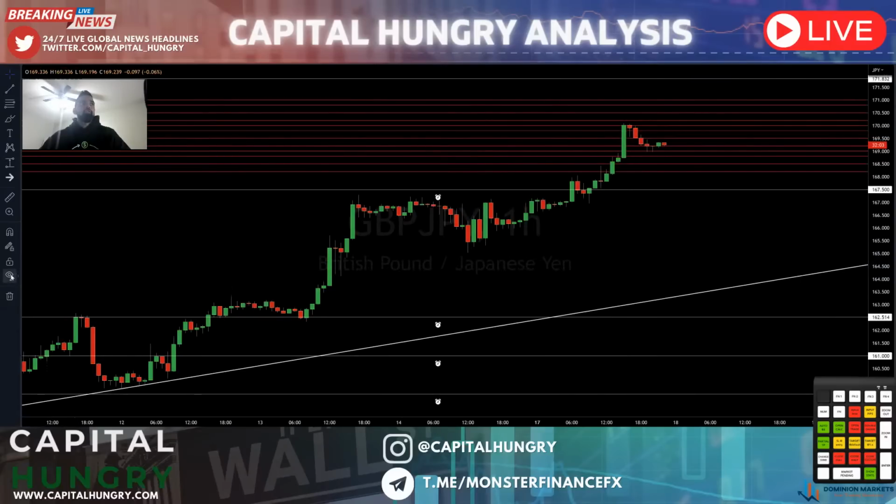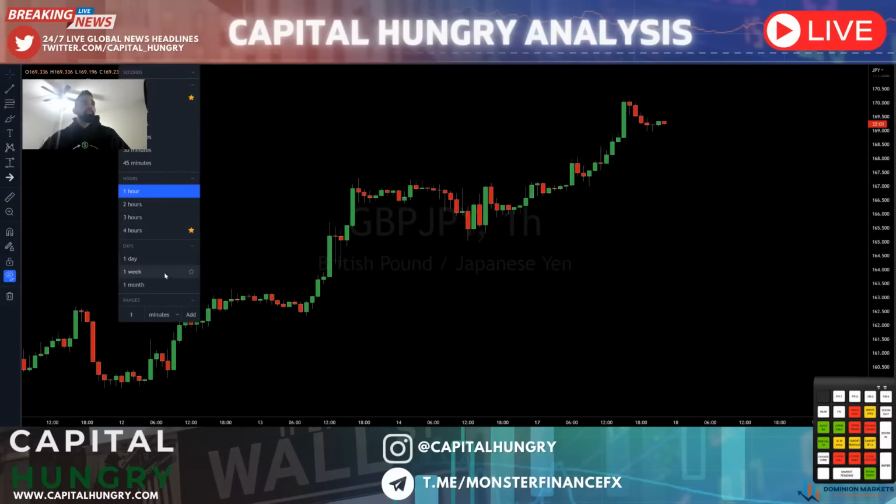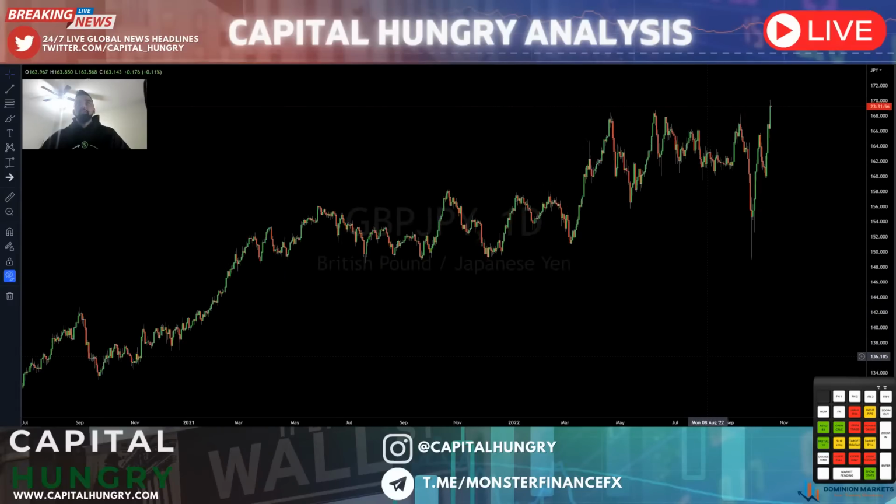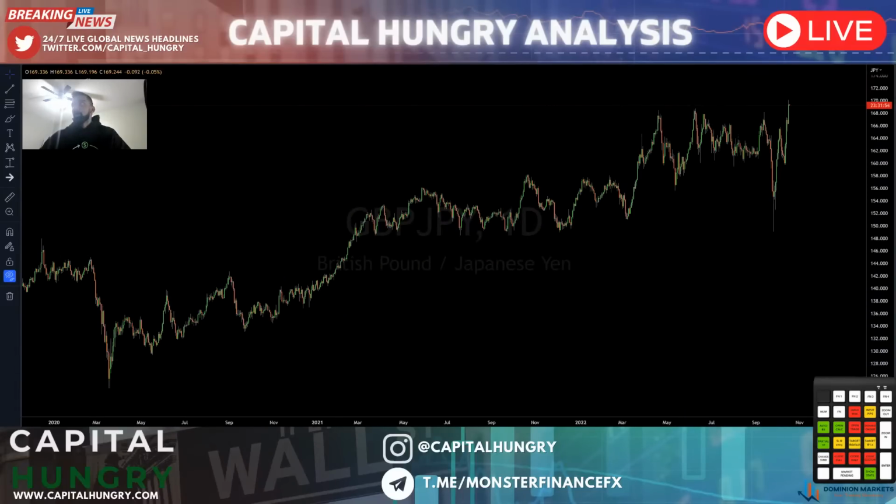Last but not least, GJ. GJ on the higher time frames is extremely bullish as we've been playing the macro information advantage of a dovish Bank of Japan and a more hawkish Bank of England.